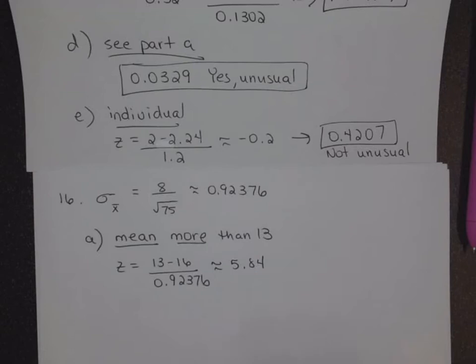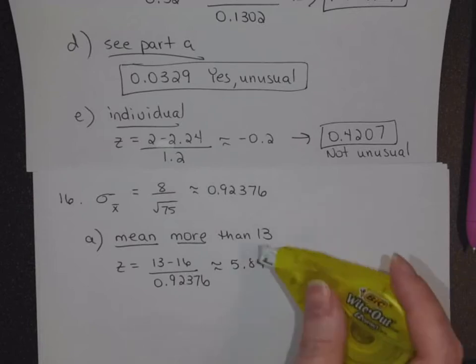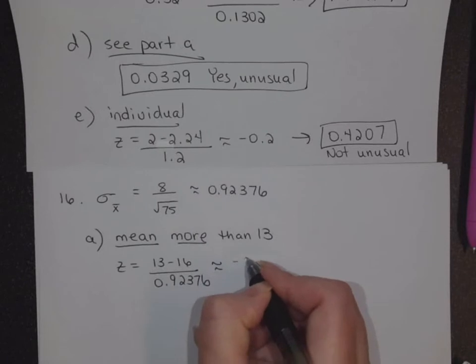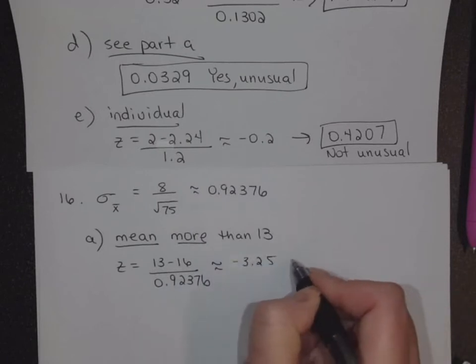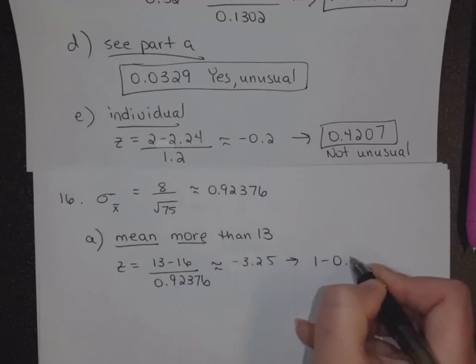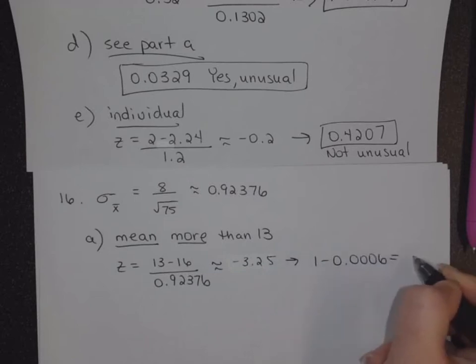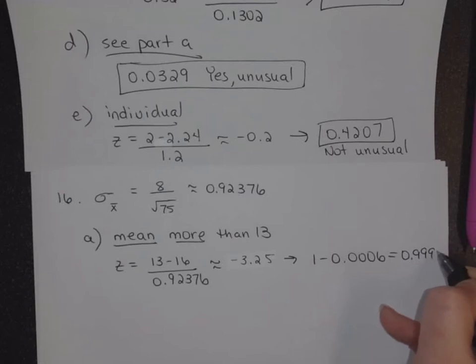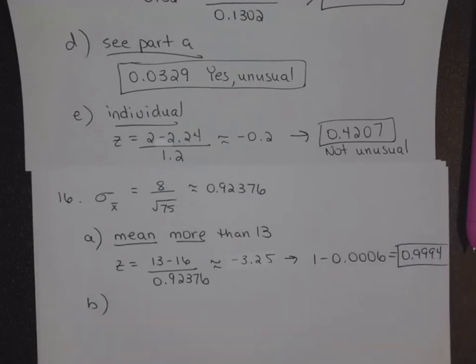Oh, hang on, I'm doing the wrong one. 13, where the heck am I at? Sorry, this is not right, because it should be negative, right? So this works out to be negative 3.25. So it's 1 minus 0.0006. Okay, because it's more than, we do 1 minus, which is pretty likely, 99.94%. The probability that we're between 18 and 20, so we just need to find two z-scores.